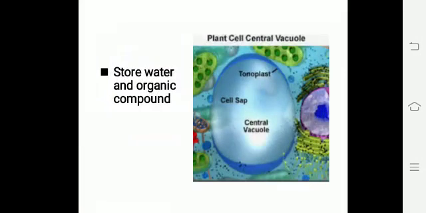What is the function of this vacuole? It keeps the plant cell in a swollen or inflated state. Otherwise, if there were no vacuole, the cell could shrink. Because of the vacuole, it stays swollen or inflated. Along with that, it stores some dissolved substances like sugar, minerals, and waste products also. This is the main function of the vacuole.